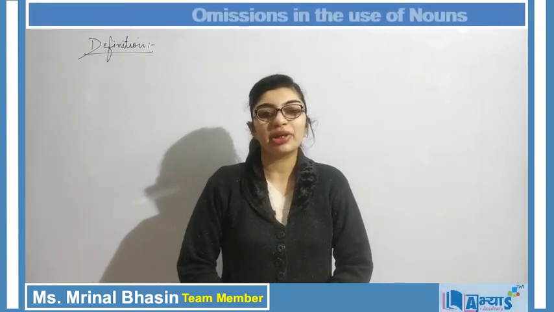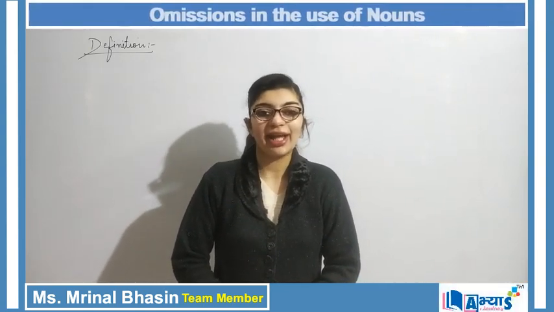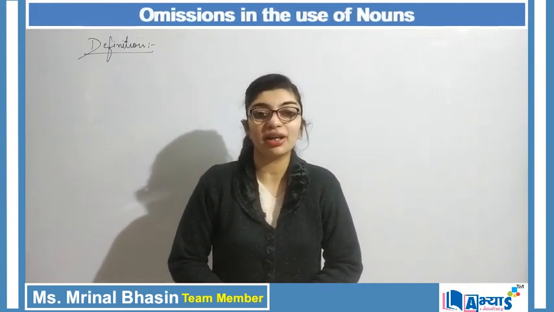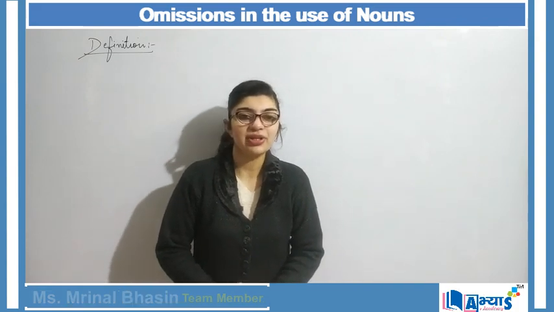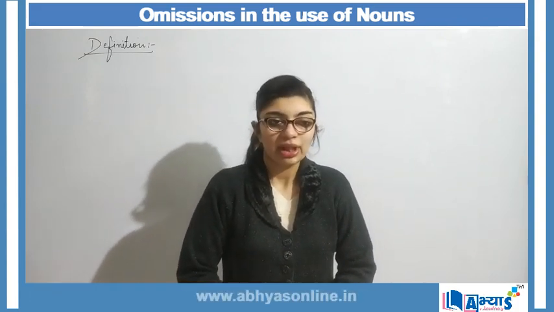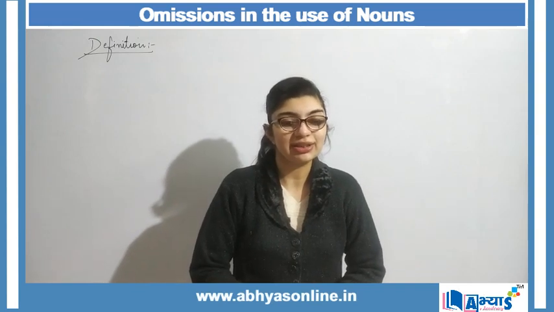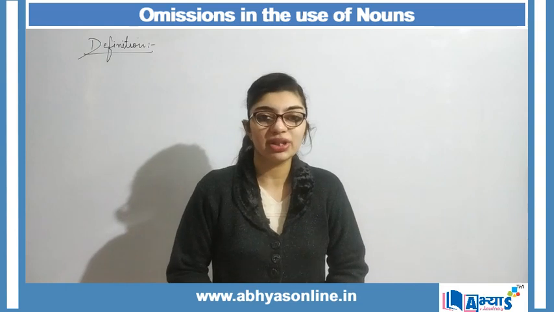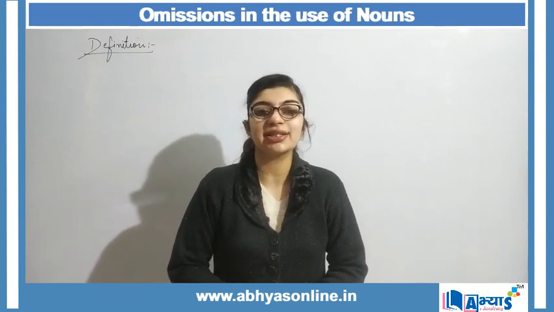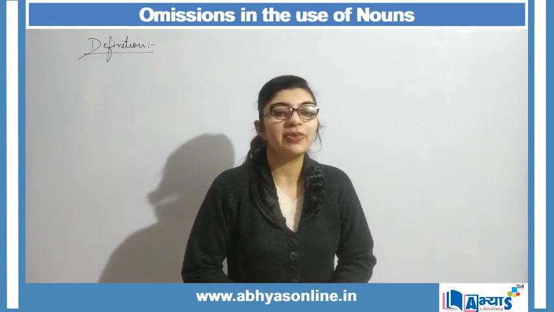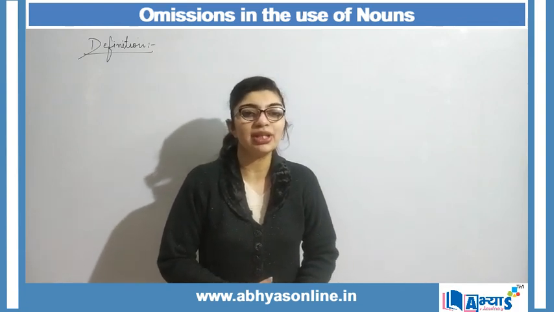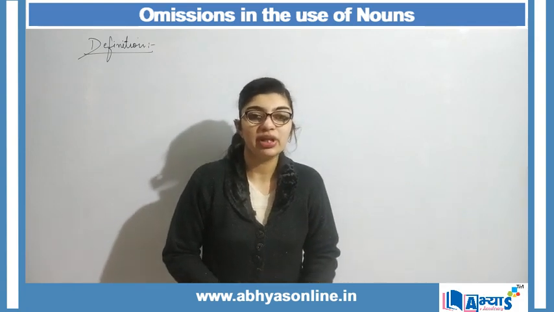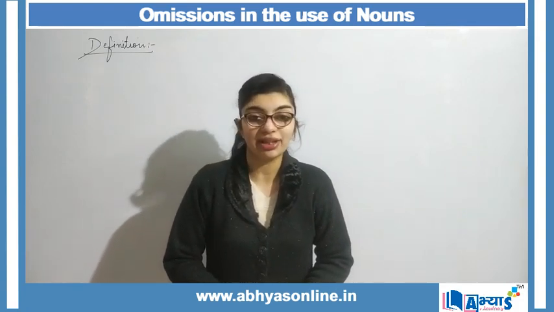In this video, we will be talking about omissions, and then we will be discussing the various areas where omissions occur in nouns. So first, let us begin with omissions. Omissions are basically the words which we may not use in our sentences, which makes our sentence grammatically incorrect, which means that we omit that word. Omit means that we remove that word from the sentence, but that removal is making the sentence incorrect.